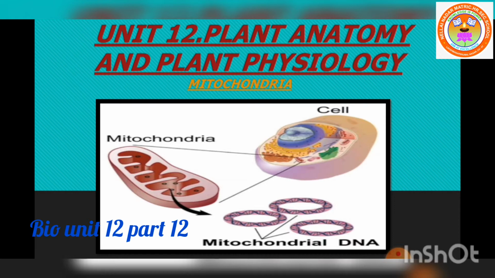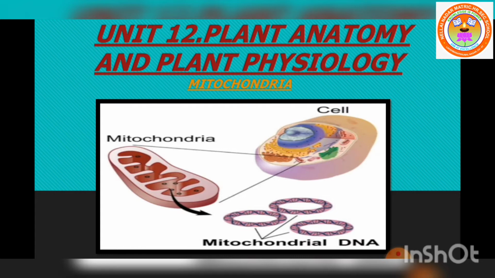The mitochondria were first discovered by Kolliker in the year 1857 as granular structures in striated muscles. Mitochondria is the plural form; mitochondrion is the singular.